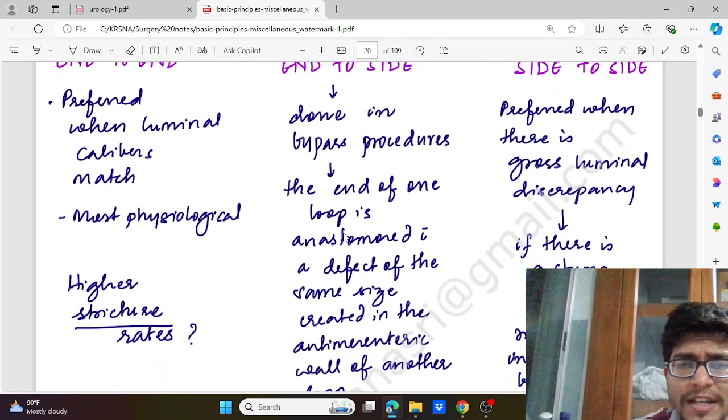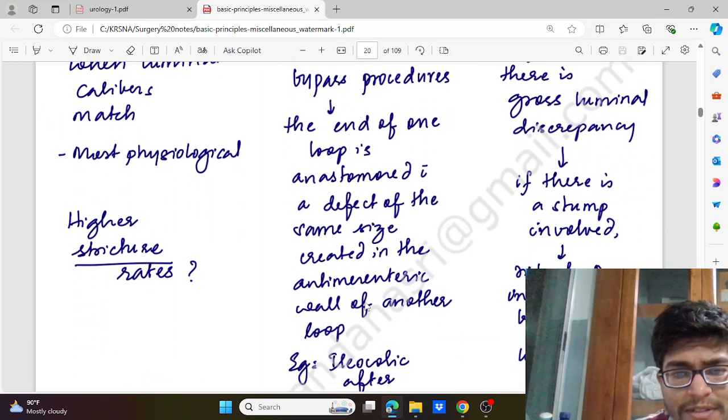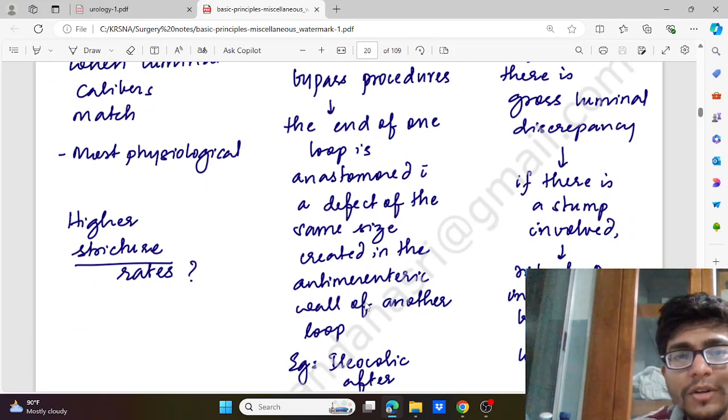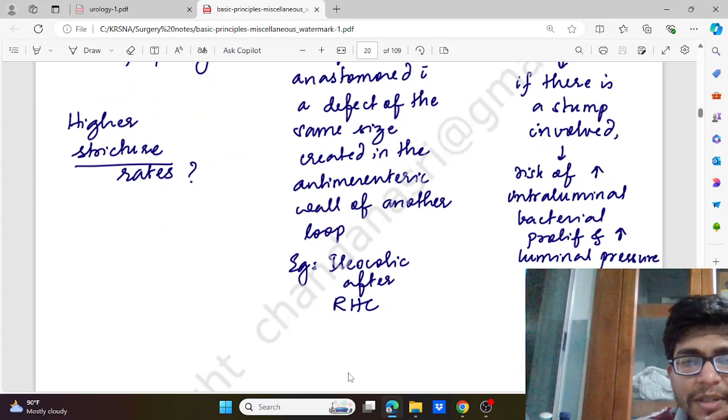One end of the loop is anastomosed to the defect of same size created in the antimesenteric border. So we have to consider that the other loop antimesenteric border is opened and the end of the loop is anastomosed there. So ileocolic anastomosis after right hemicolectomy.